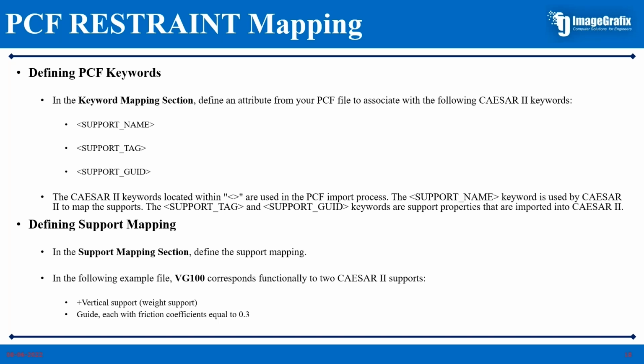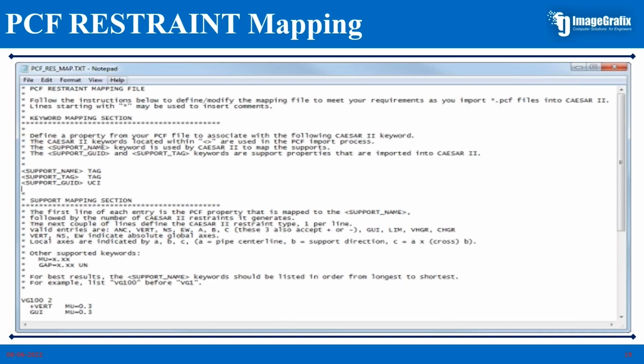So if it's a resting plate, then by default I have one thing, your plus Y support with the corresponding mu value if required or provided. Second will be your guide with your corresponding friction coefficients along with your gaps if needed. So those details are what I'll be providing here in this format. I hope you can see it over here. So VG100 will be the tag name or the name of the support.